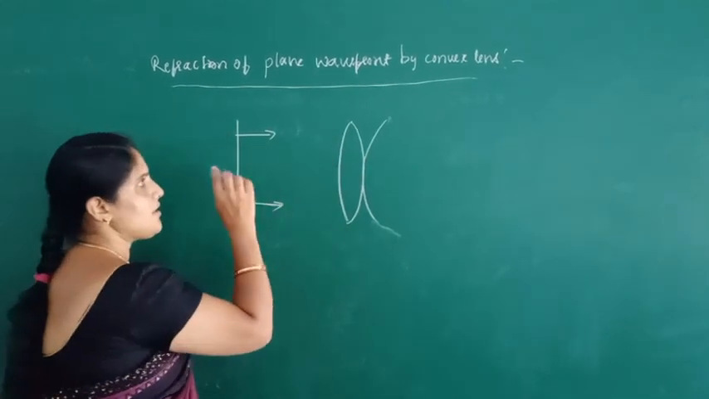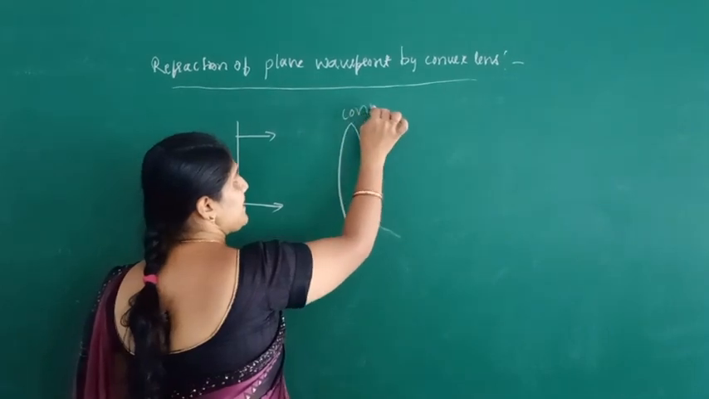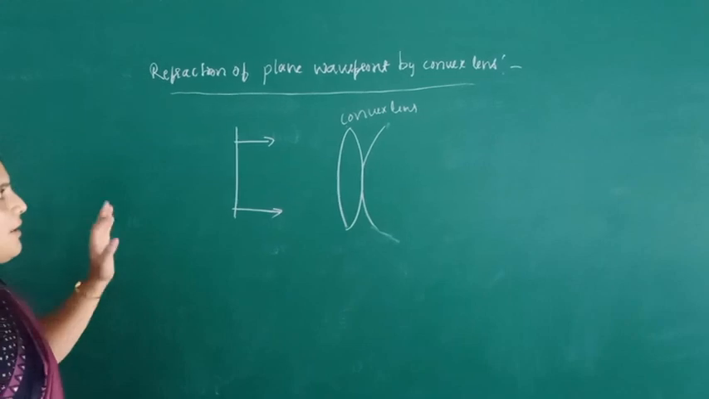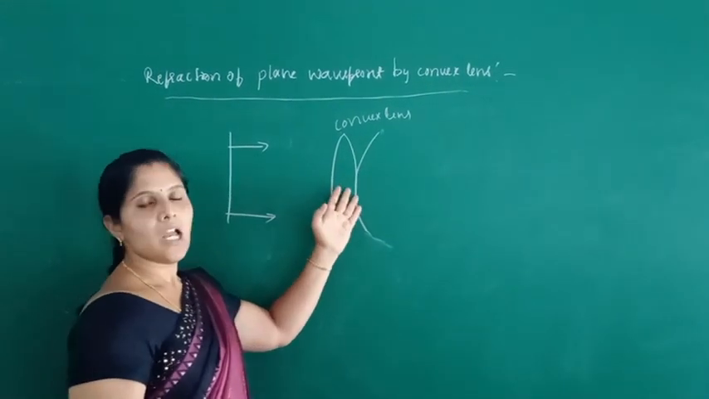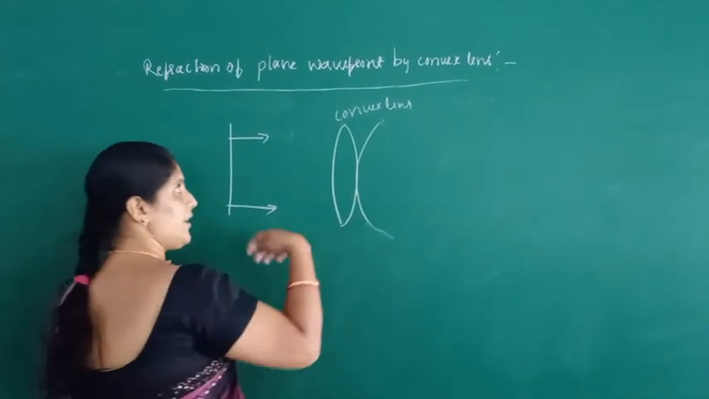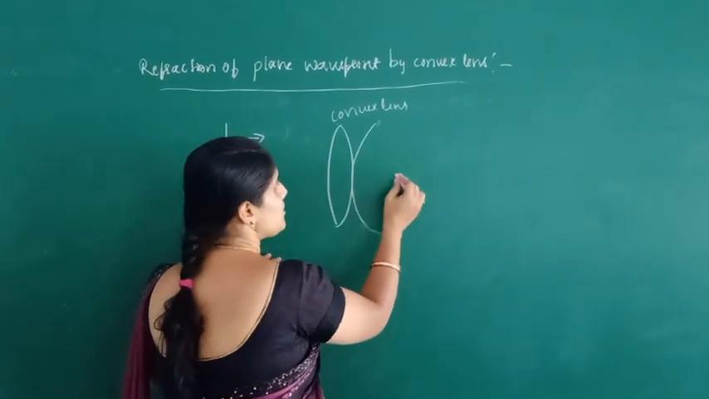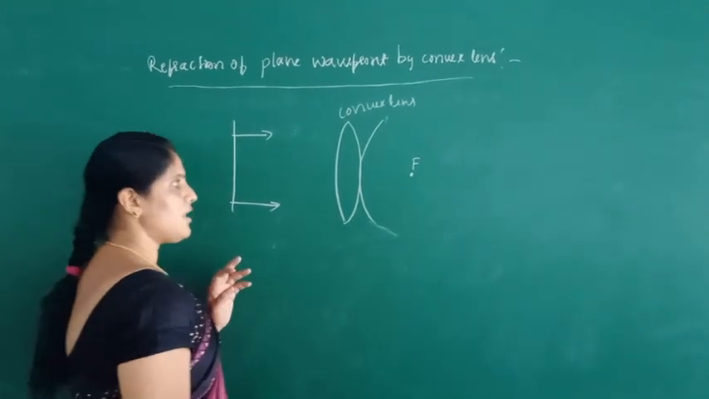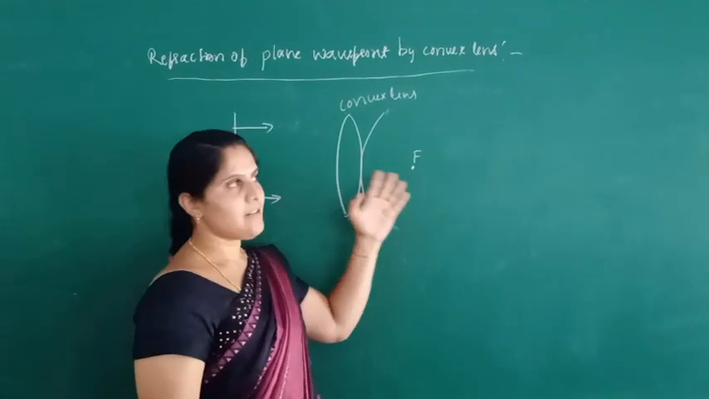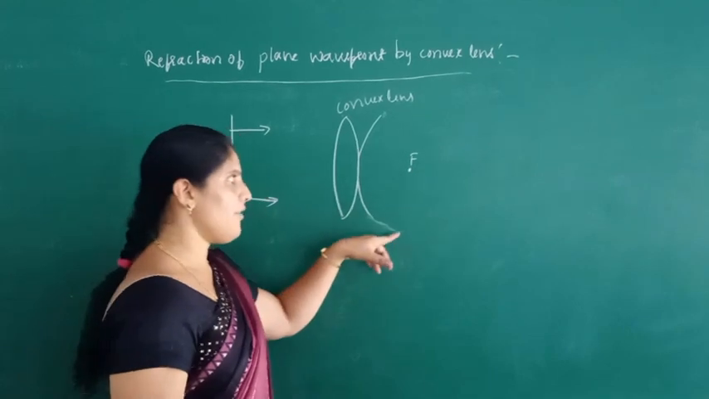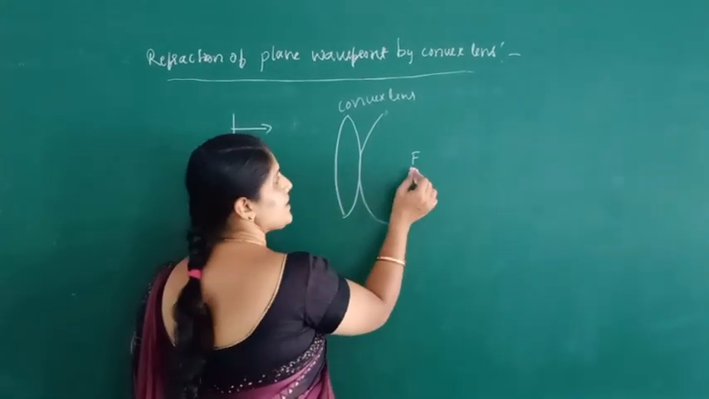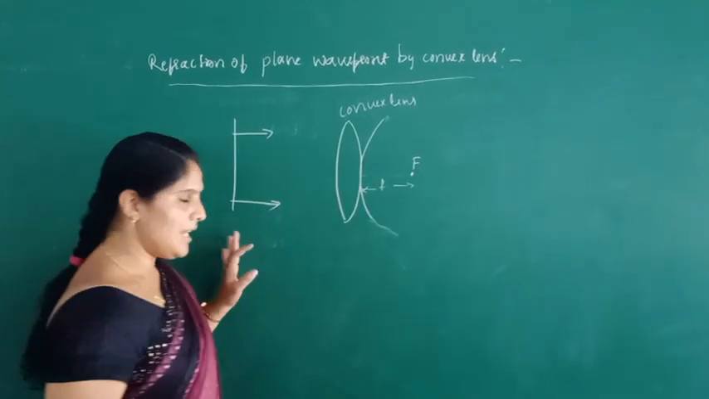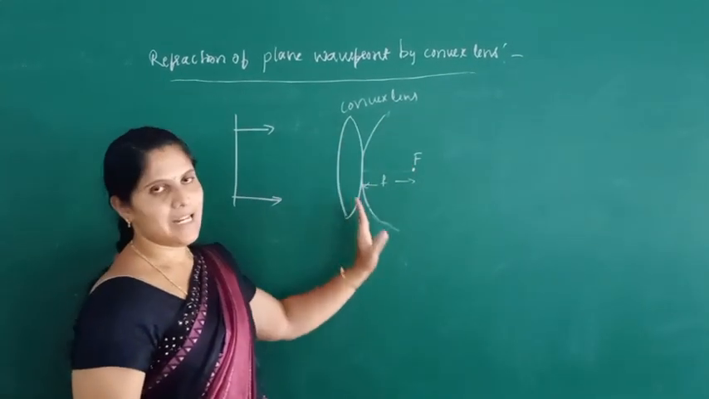When a plane wavefront is incident on the convex lens, we will get a spherical wavefront, because the refracted rays are focused at a point on the principal axis. Therefore, we will get a spherical wavefront of radius f, that is the focal length. That is the radius for this spherical wavefront.